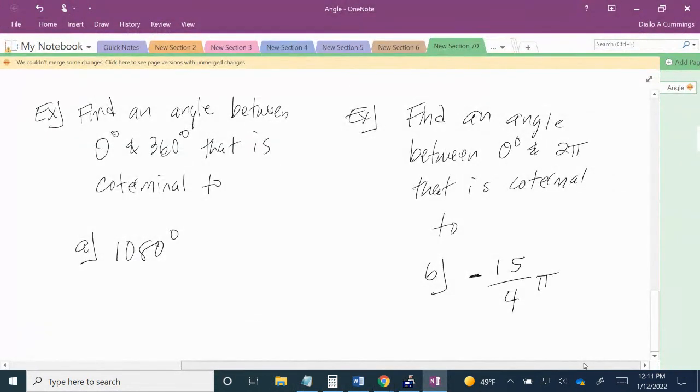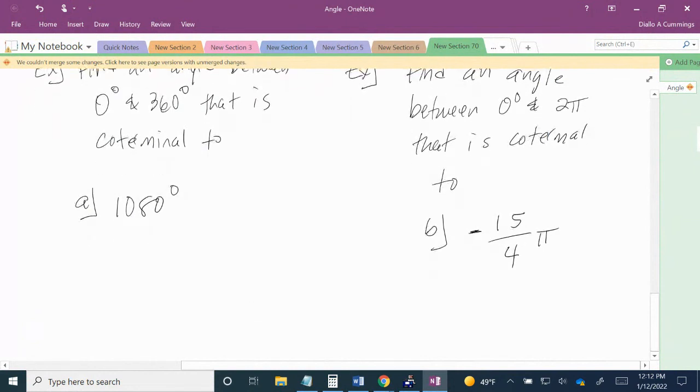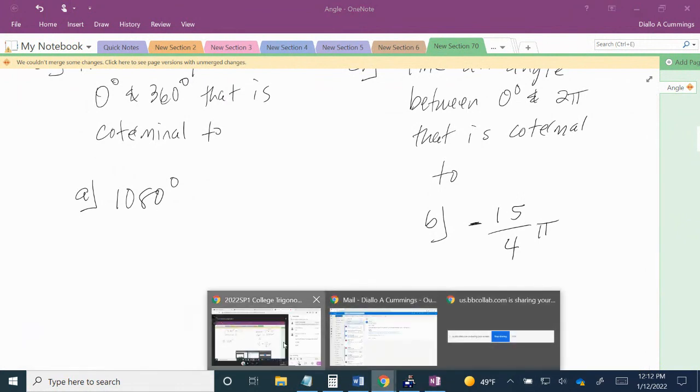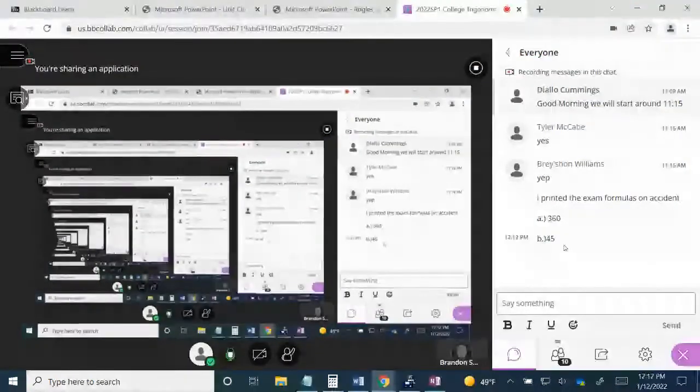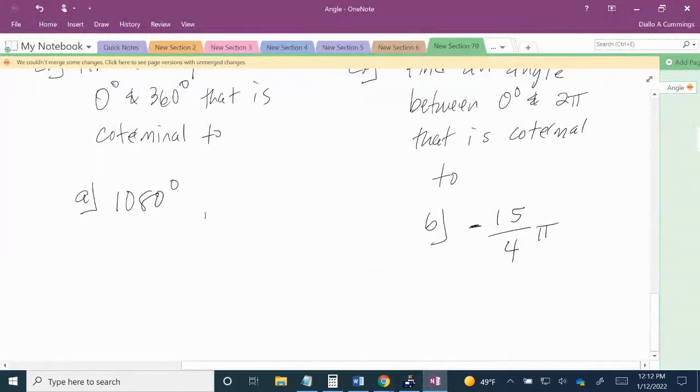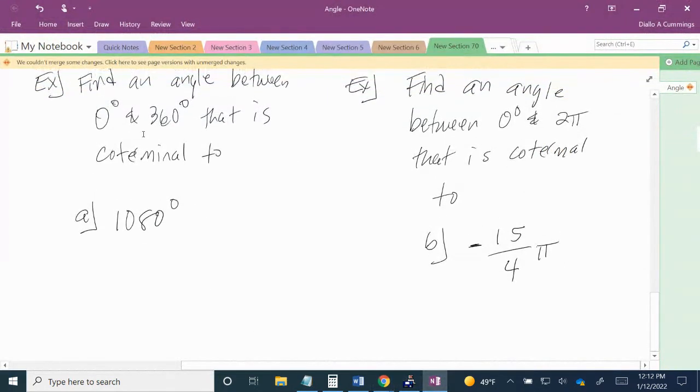All right, we're going to return with the solution. So first we're asked to find an angle between, let's see, there was a question. Okay, those were the answers. All right, so first we're going to find an angle that's between 0 and 360 degrees.